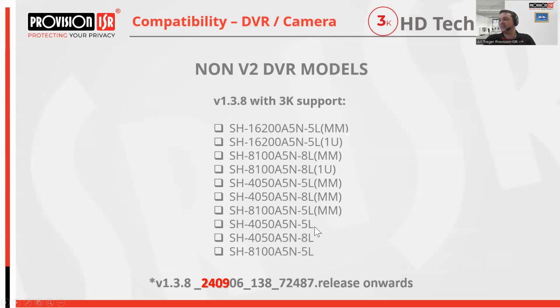Here is a current list of all non-V2 models that have the 1.3.8 3K support, meaning 1.3.8 from the 24th of September onwards. This is a full list of the current models as of today. I'll leave it on the screen for you now, but you will receive a copy of this presentation. I also want you to note that non-NDAA models will not support 3K resolution, but please note Provision ISR stopped selling non-NDAA DVRs about 3 years ago.